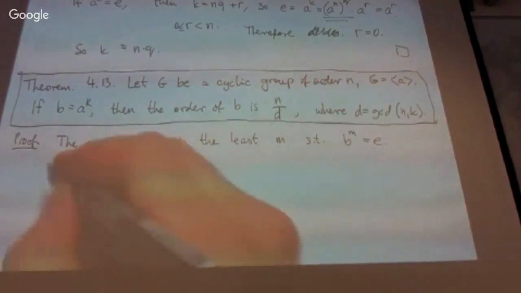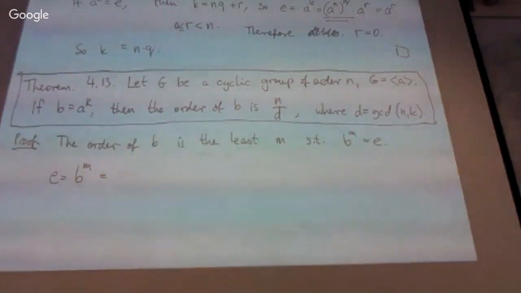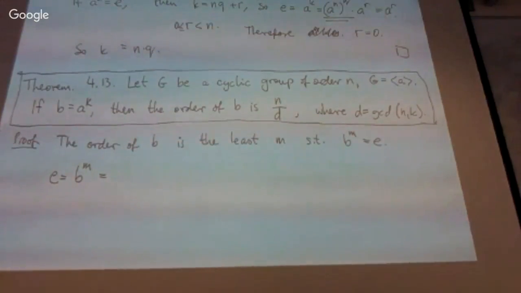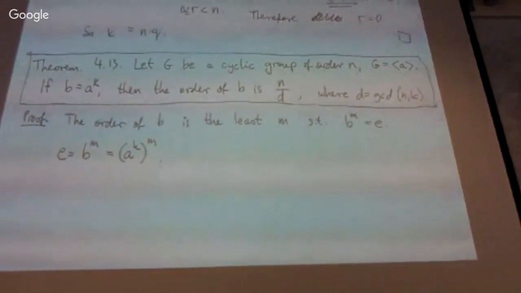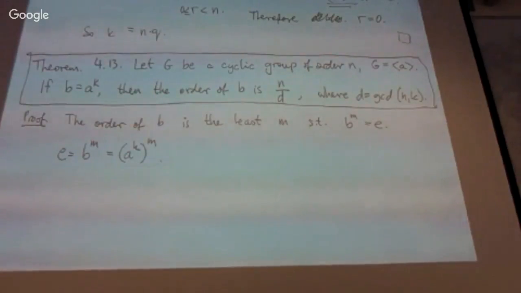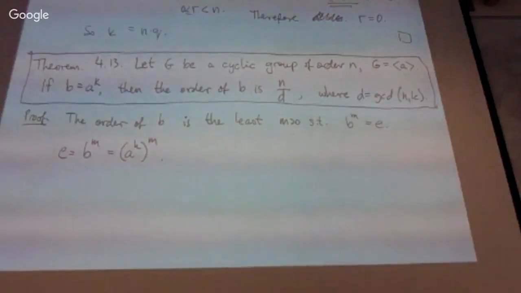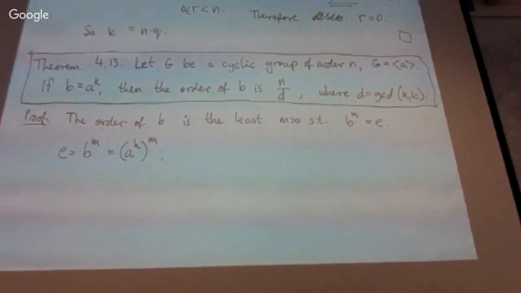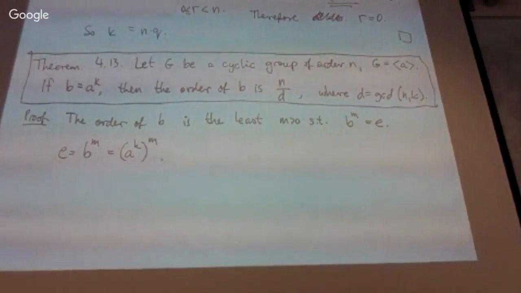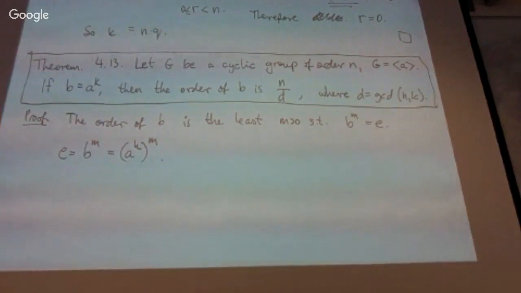So what is this e? e is b to the m. What is b? Well, b is a to the k. Maybe I should set aside the case where k is 0. If k is 0, then the GCD of n and 0 is n, and its order is 1, and it all works. So now we can assume that k is bigger than 0.